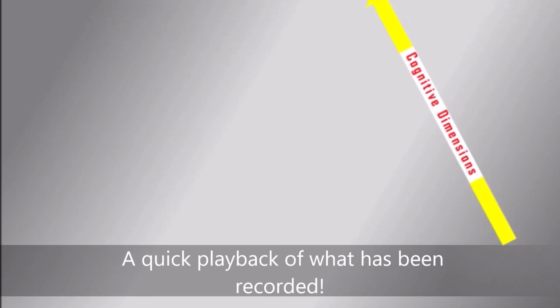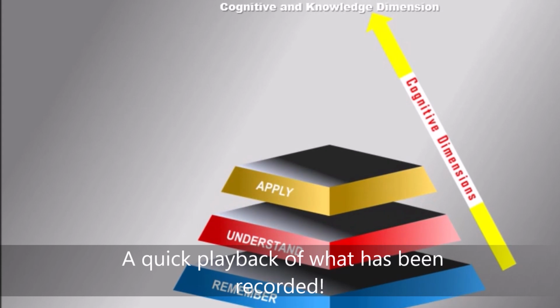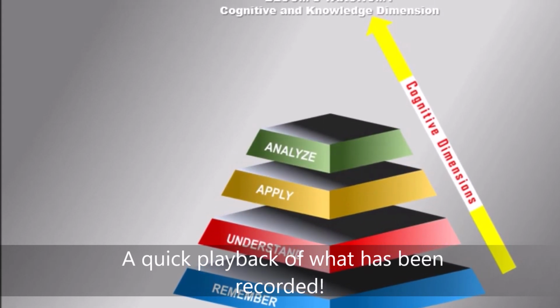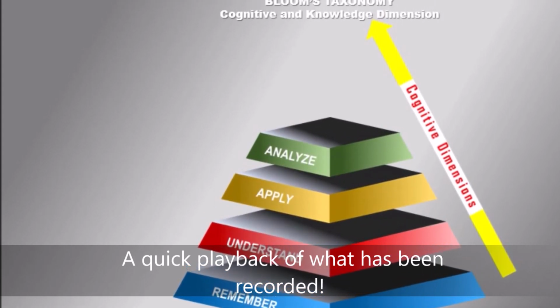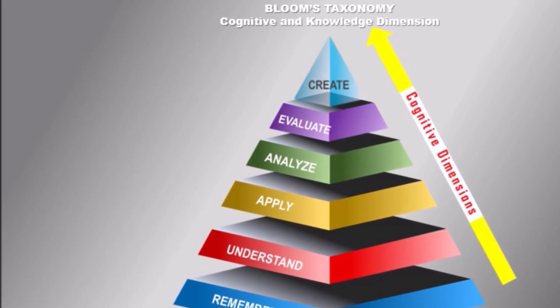Taxonomy will have two dimensions, the cognitive and knowledge dimensions. The cognitive process dimension represents a continuum of increasing cognitive complexity from remember to create. So we have remember, the lowest, understand, going up to apply, and to the higher order thinking skills or cognitive dimensions: analyze, evaluate, and create.